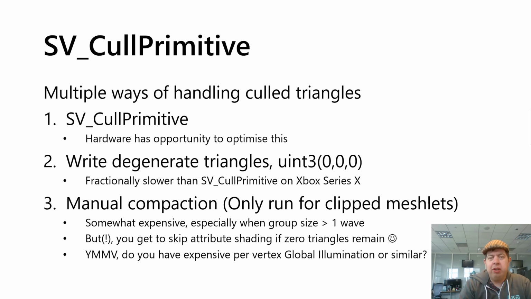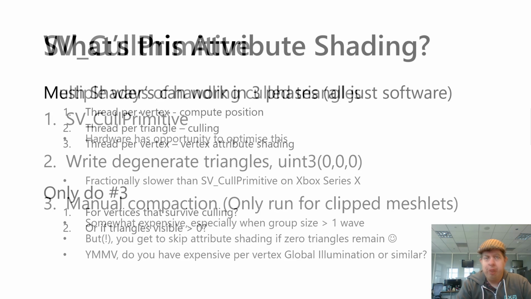We could write out a degenerate triangle. We've found on Xbox Series X, this is actually slightly slower than SV_CullPrimitive. Or we could do manual compaction. We could say there's 90 triangles that survived culling, so we're going to export 90 triangles and put them all in a linear array. So we've got to do that compaction work. The nice thing about this is that we actually know the total number of visible triangles that we need to export, and if that number is 0, then we can skip attribute shading. So this might be other things that you compute per vertex, like global illumination.